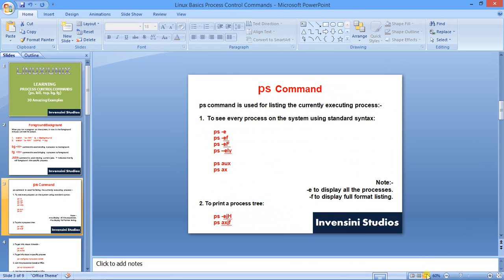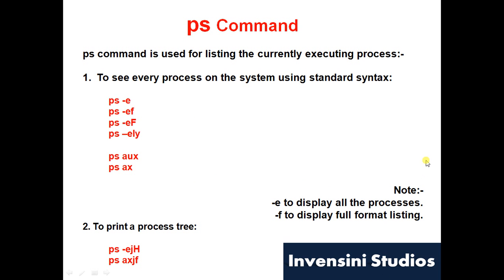So the next process control command is called ps. The ps command is the process command. It's a very effective utility, I tell you. It's heavily used for searching and analyzing any process, very much used in shell scripts. So what is this?